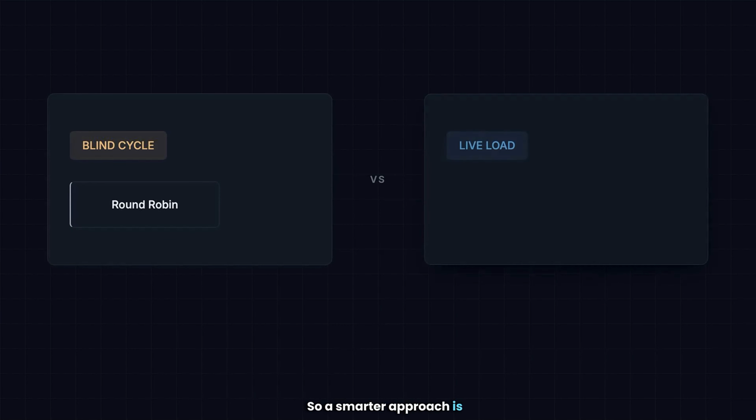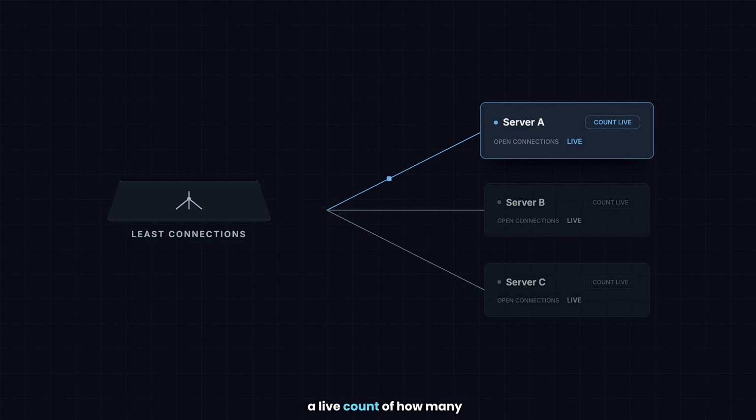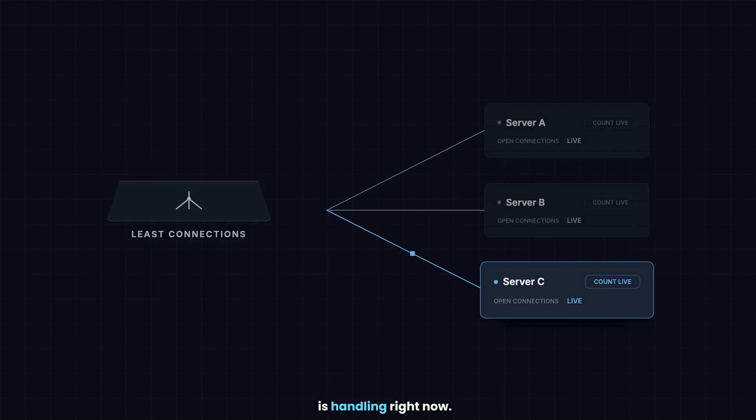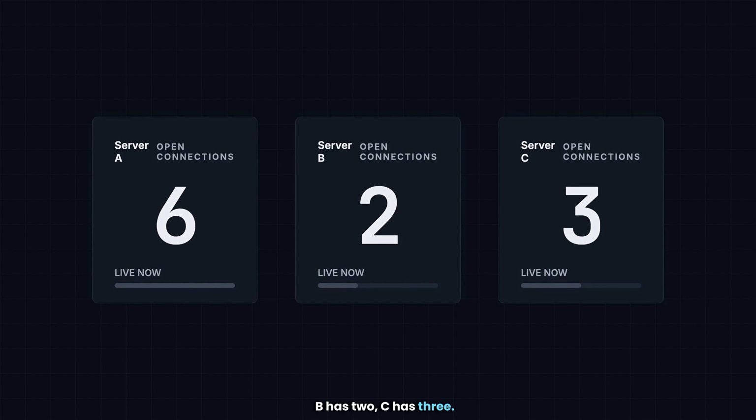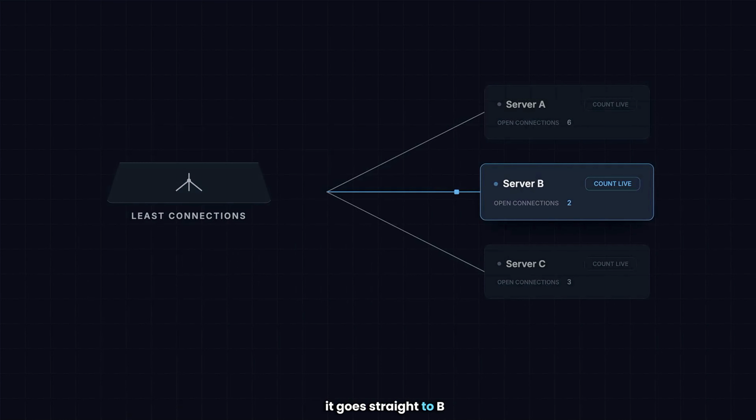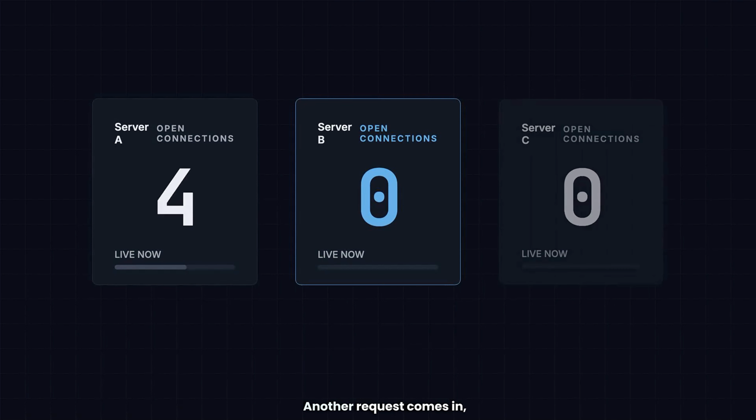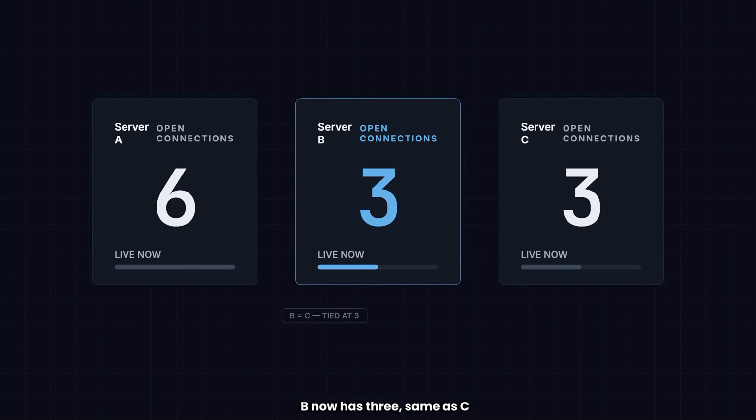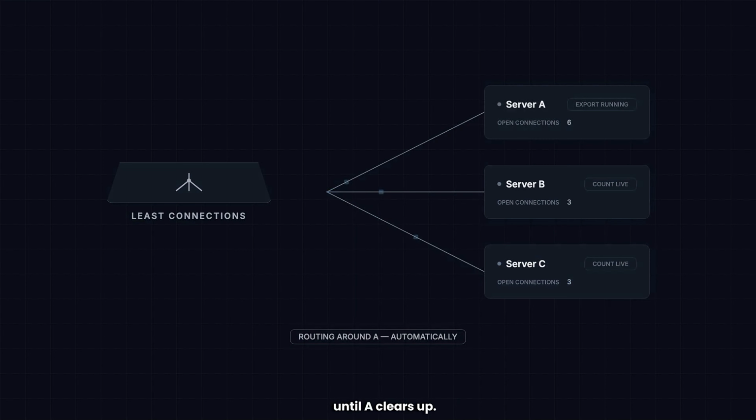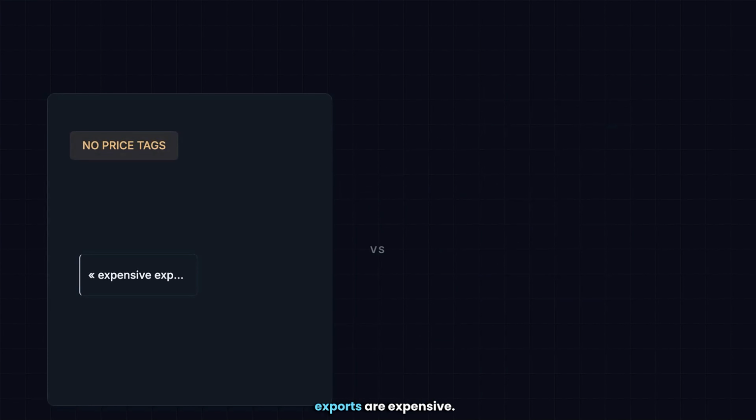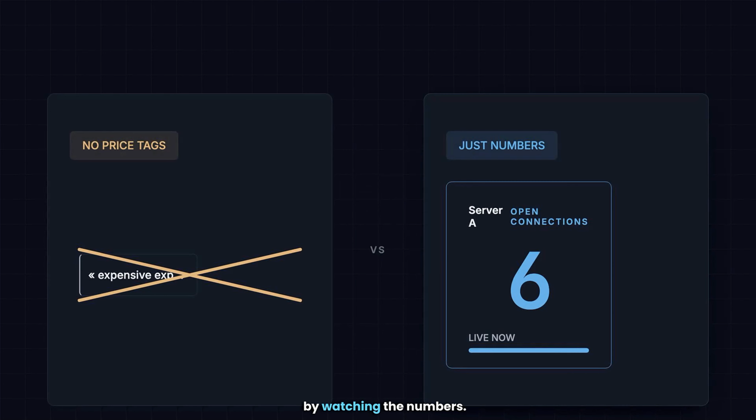So a smarter approach is called least connections. Instead of blindly cycling, the load balancer keeps a live count of how many open connections each server is handling right now. Say A has 6 open connections, B has 2, C has 3. A new request comes in, it goes straight to B because B has the fewest. Another request comes in. B now has 3, same as C, goes to either one. Meanwhile, A is still chewing through that export. The load balancer sees 6 connections and just keeps routing around it automatically until A clears up. Nobody told it that exports are expensive. It figured that out just by watching the numbers.